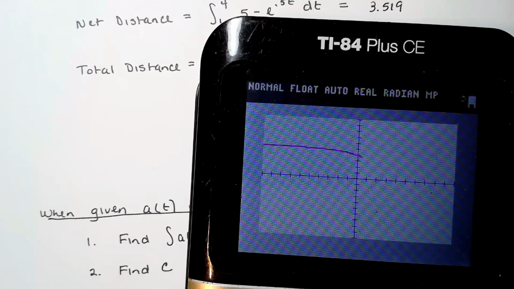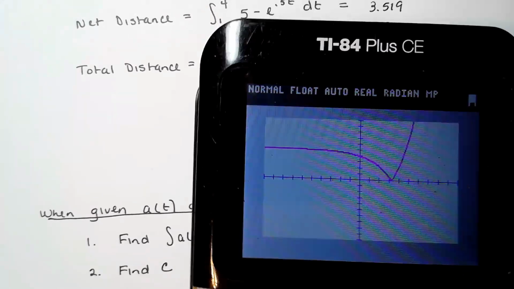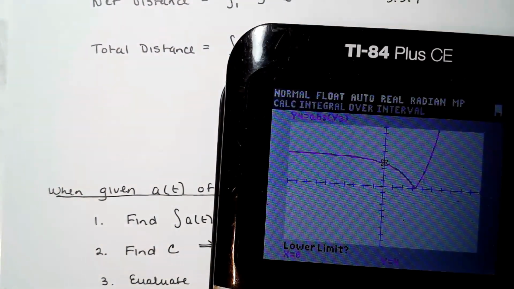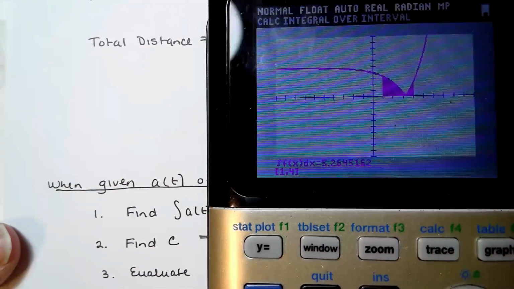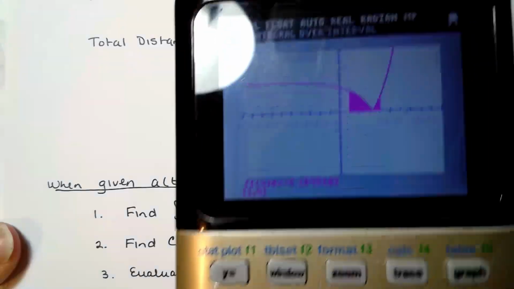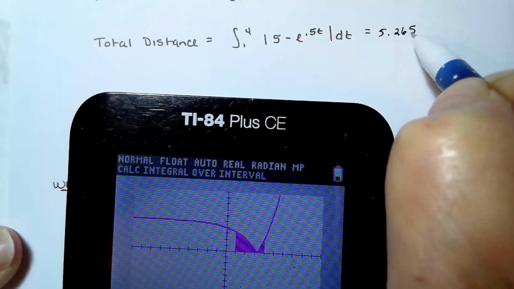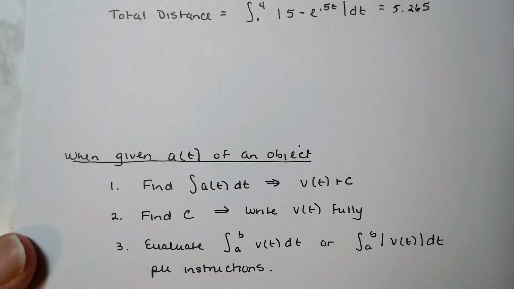And so here comes our function, and you notice everything's above the x-axis now. And so if I do second calc 7 from 1 to 4, now it's going to add that area up, and as you can see, well, I don't know if you can see because it's in magenta, really hard to see, but it's 5.265. So this would be 5.265. That's it. You're pretty much going to be using your calculator for those.